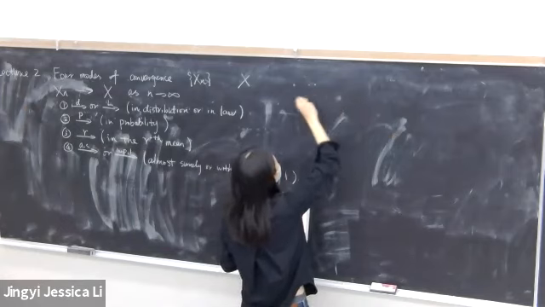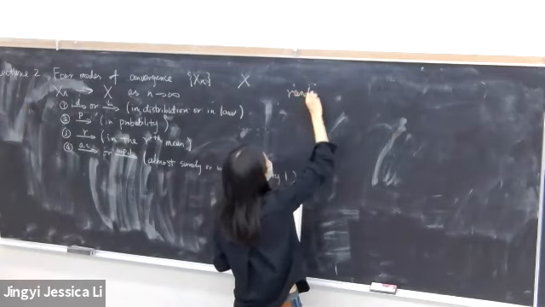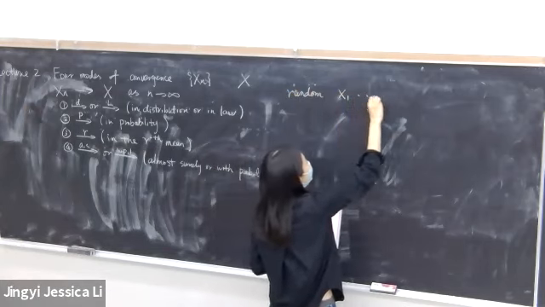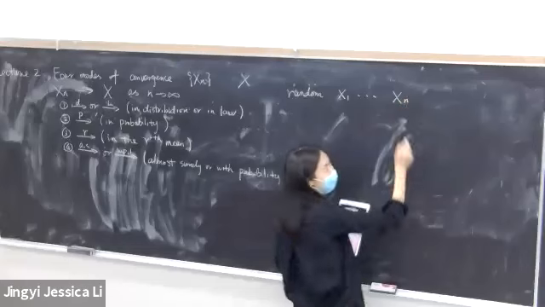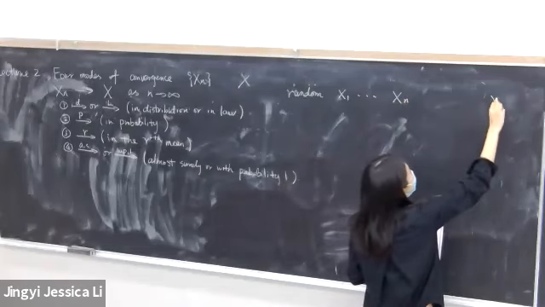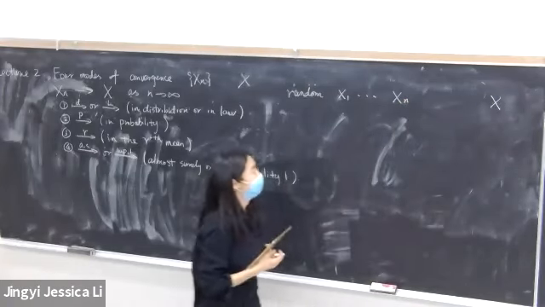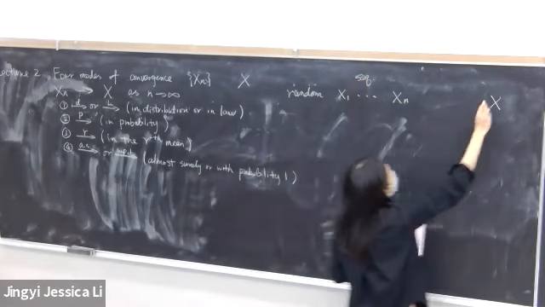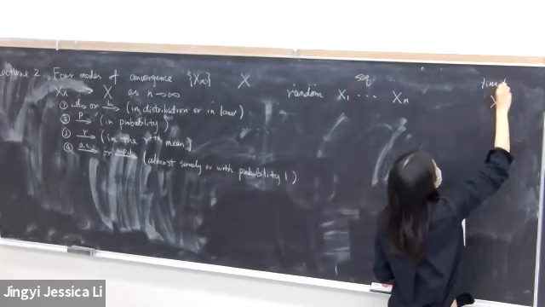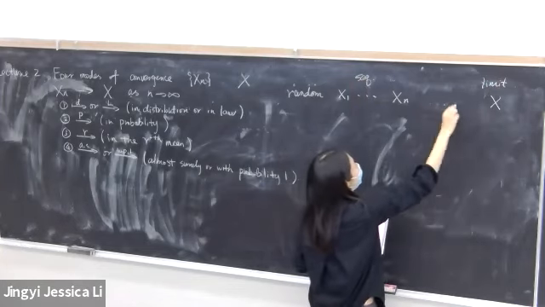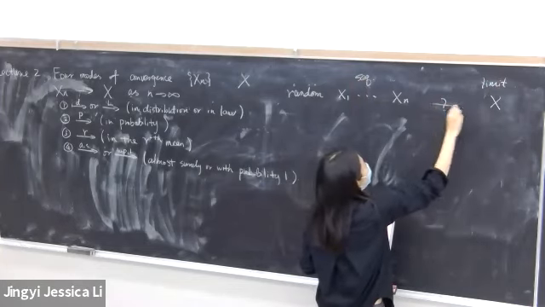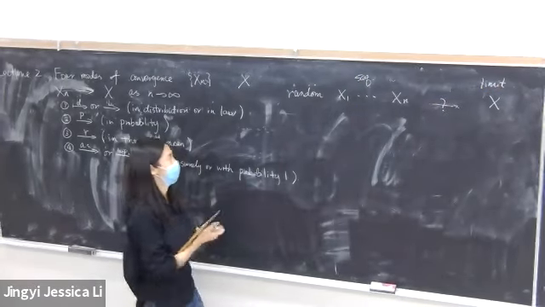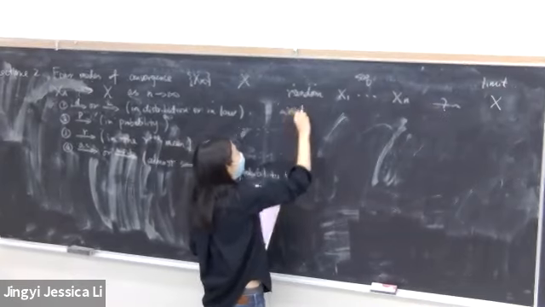Let's say the random sequence is x1 to xn, and we have some limit x. They are all random. This is the sequence, and this is the limit. We are wondering about the relationship here. If you think about realizations, then we get numbers.